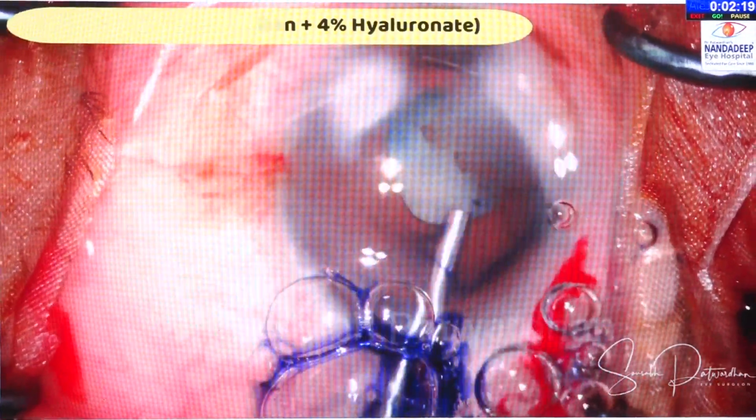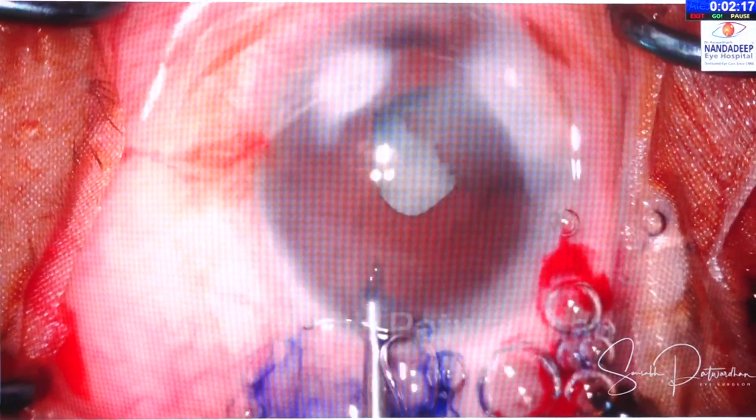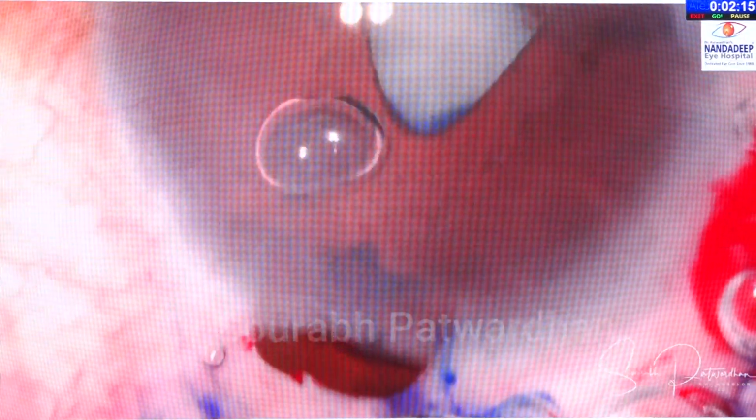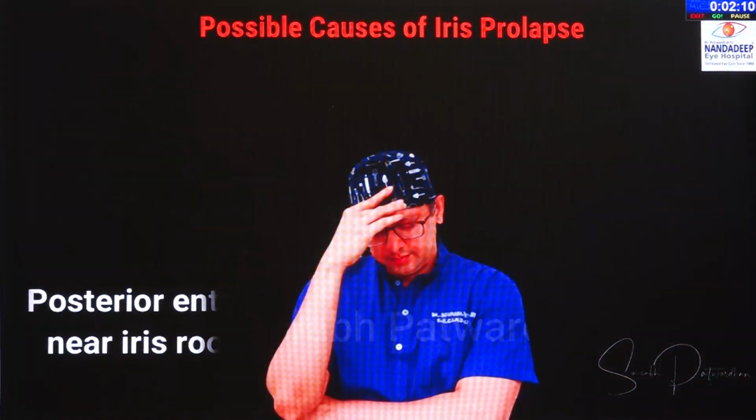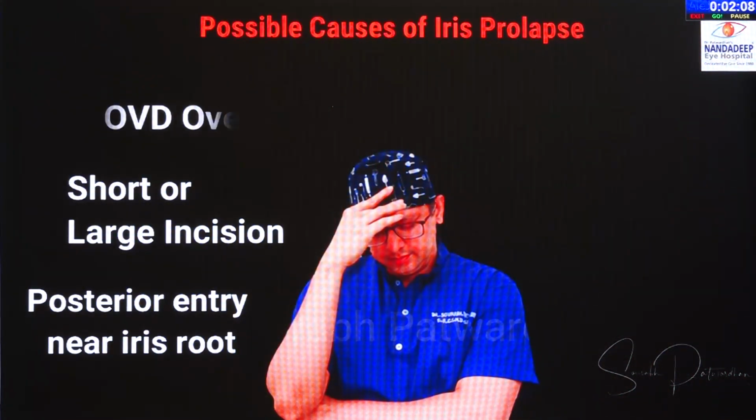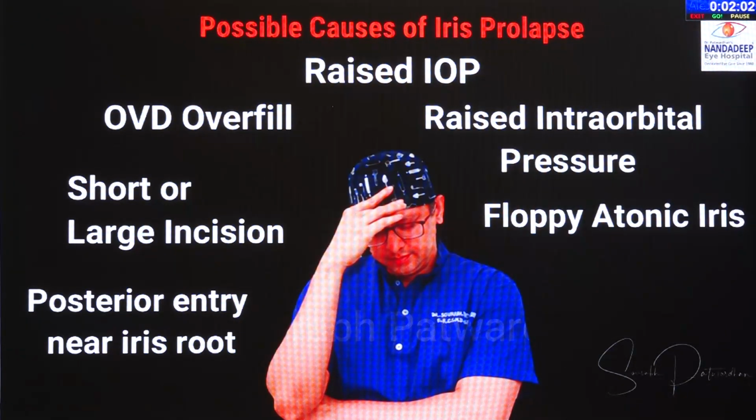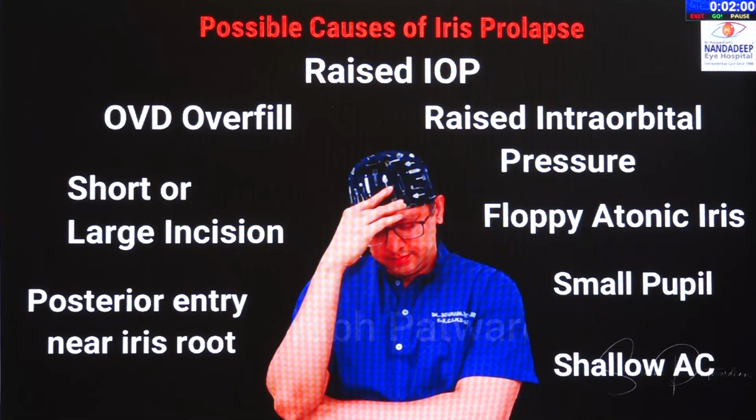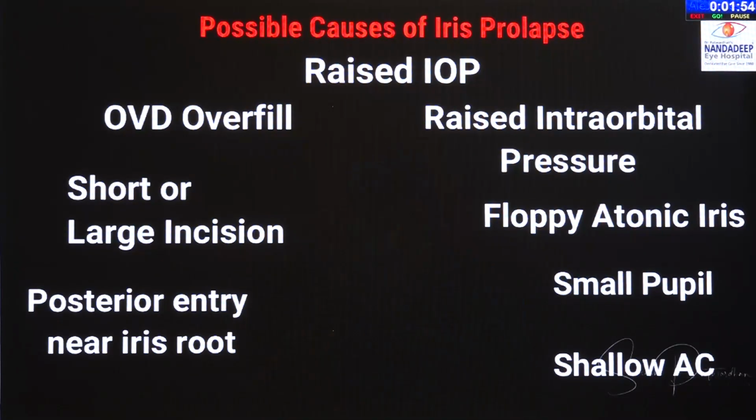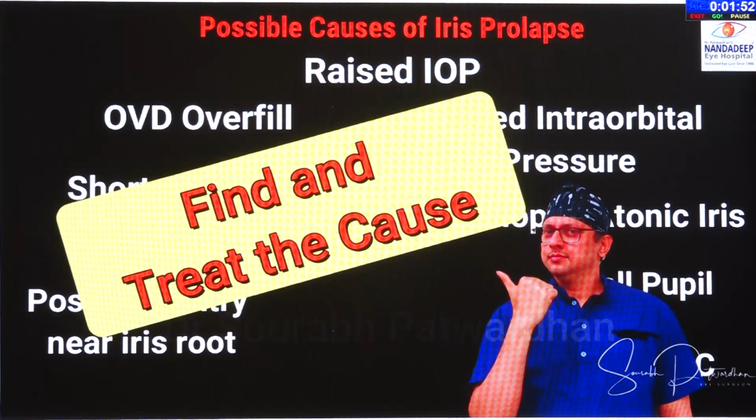And now watch, I had stained under the iris, I had put trypan blue, and this happens. The iris starts prolapsing. So now let's think, whenever there is an iris prolapse, we have to find out what are the possible causes in that particular case. Like it can be OVD overfill, a short incision or very large incision, posterior entry, raised IOP, raised intraorbital pressure, floppy atonic iris, small pupil, shallow AC. You first find out what was the cause in that case and then move forward so that you treat the cause. So find and treat the cause.